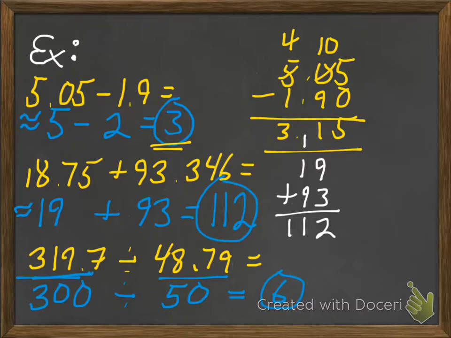We don't get any weird decimals, and we get a useful estimate. Were we to punch that same exact calculation into a calculator, 319.7 divided by 48.79, we get a quotient of 6.5525, and it goes on quite a ways. So that's about 6.5, 6.6. So we're accurate to about a half a unit.